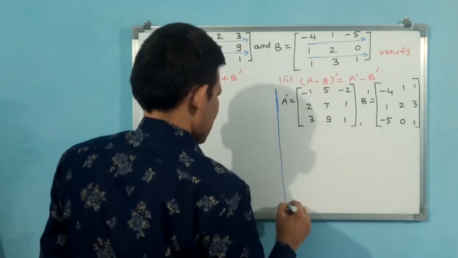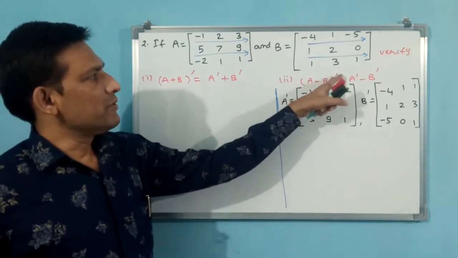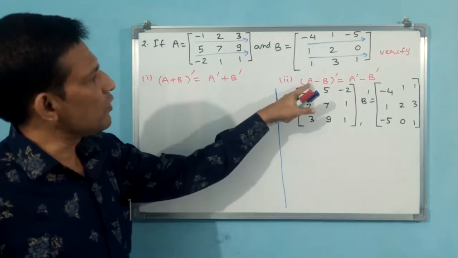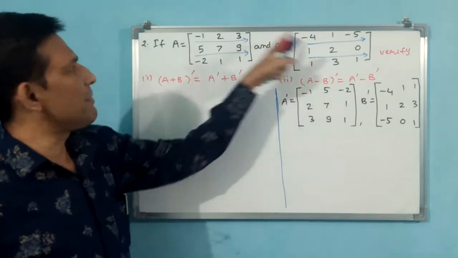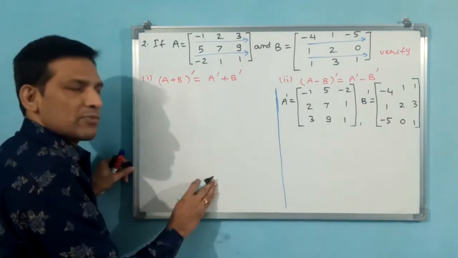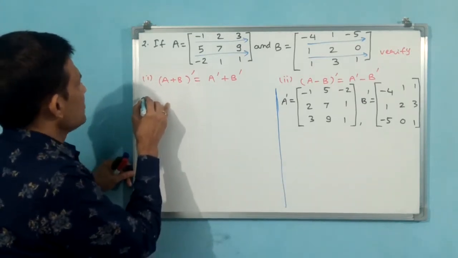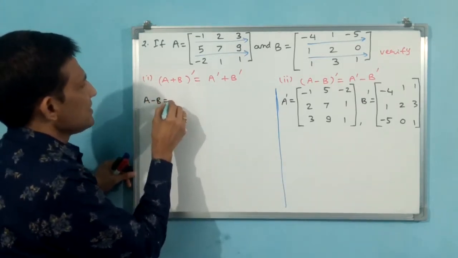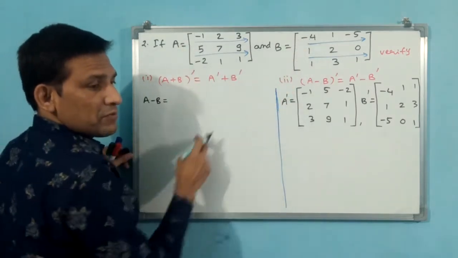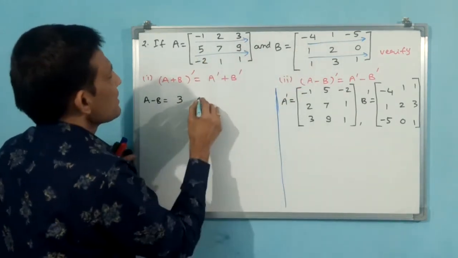Okay. Now you see, A minus B whole transpose is there, LHS I am going to do here, but before that you have to do A minus B. Two steps. So first you take A minus B, then transpose. Okay, then we go for RHS. Let us do it. A minus B is equal to, minus 1, this time minus of minus 4 means plus 4. 4 minus 1, 3. Okay. 2 minus 1 is 1.